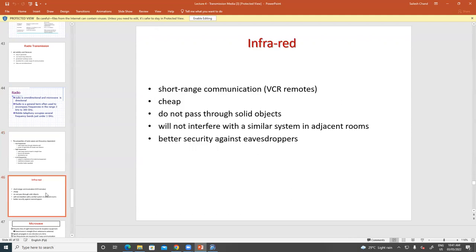Infrared, short-range communication, VCR remotes, cheap, does not pass through solid objects, will not interfere with a similar system in an adjacent room. Okay? So better security against eavesdroppers.